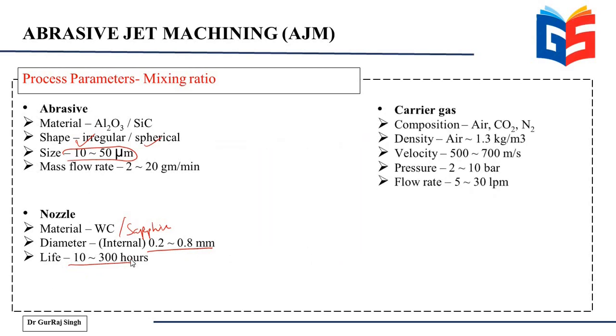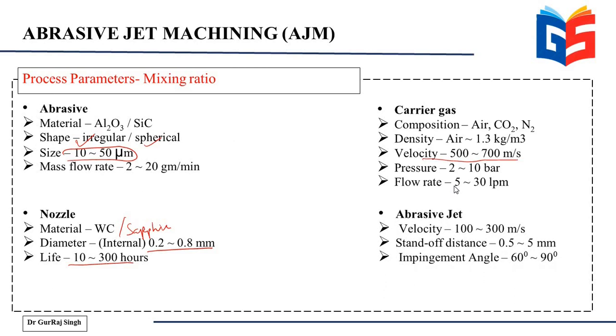Then you have the carrier gas. The composition of the carrier gas is normally air or carbon dioxide or nitrogen. The velocity is from 500 to 700 meters per second, while the pressure is maintained at 2 to 10 bars, and the flow rate varies from 5 to 30 liters per minute. When we talk about the abrasive jet, the velocity of the jet is normally from 100 to 300 meters per second, while the standoff distance is varied between 0.5 to 5 mm, and the impingement angle varies from 60 to 90 degrees.